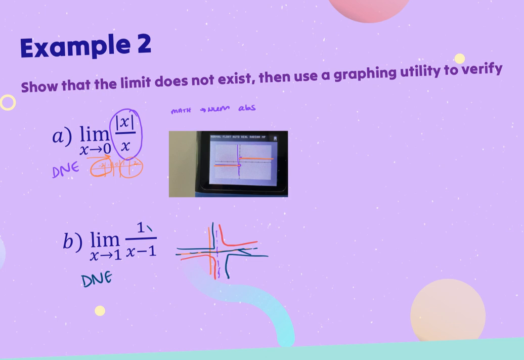To verify this, you would see it go like this and like this. Okay? And again, we would know there's a vertical asymptote at 1. So it'd be there and there.